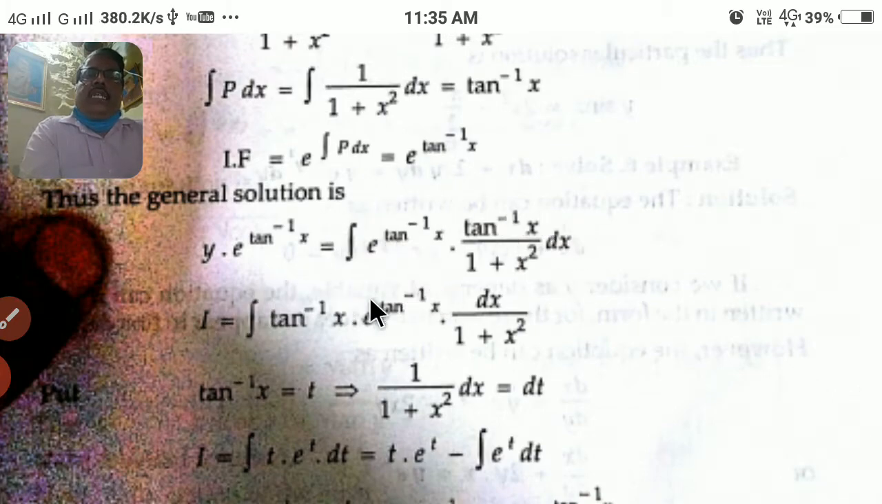Let us consider this as I. So I is equal to integration of tan inverse x into e raised to tan inverse x into 1 divided by 1 plus x square dx. Now here put tan inverse x equal to t, which implies on differentiating, 1 by 1 plus x square dx is equal to dt. Therefore I is equal to integration of t, e raised to t dt, which is equal to t into e raised to t minus integration of t into e raised to t.